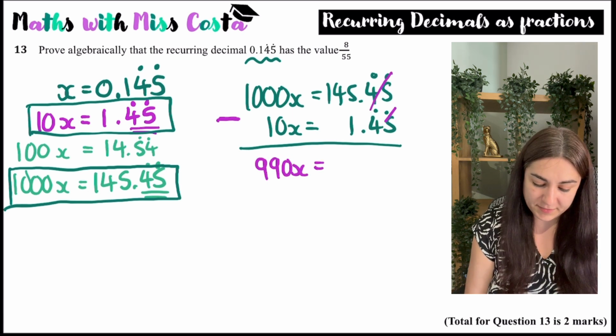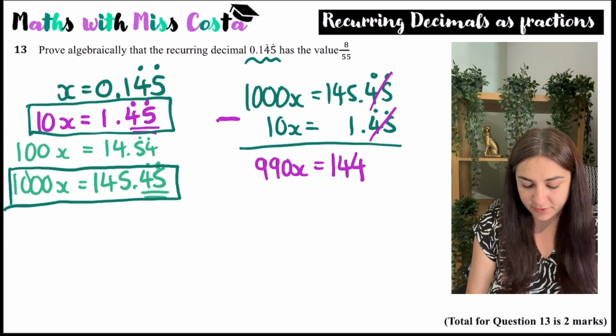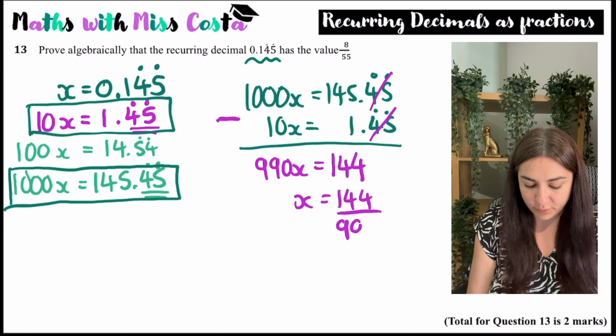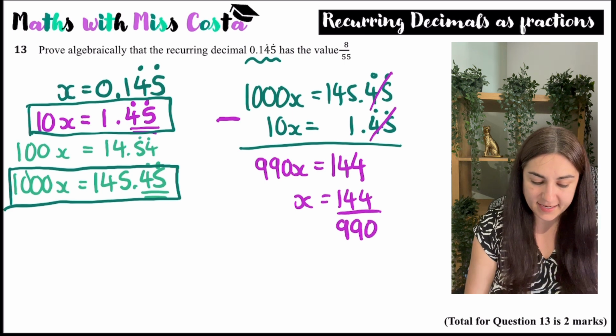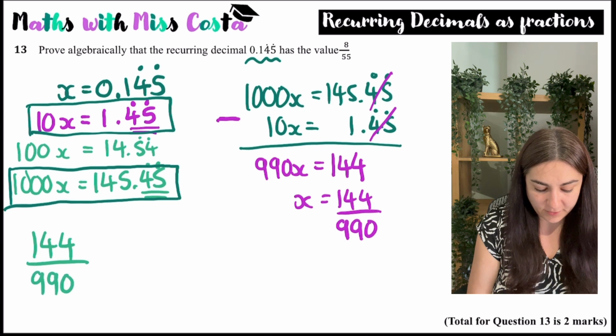And this and this is going to cancel. So 145 take away 1 is 144. So I could rearrange that and say x is 144 over 990. Now I know it's going to simplify, so let's just do what we'd normally do.